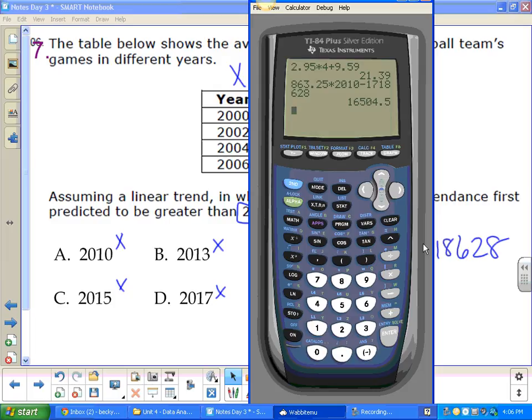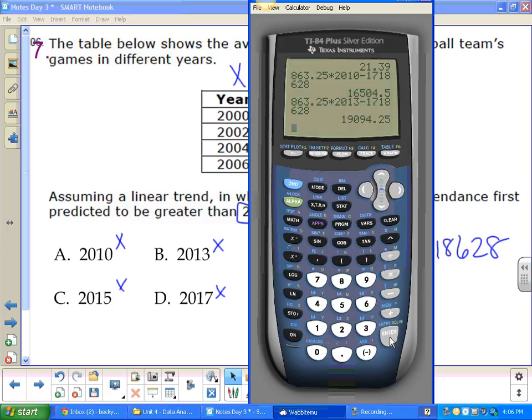So B is 2013. Now there's a nice little trick you can do to not have to retype this formula in. If you look at your enter button, above it in blue, it says entry. So if I go second entry, it pulls up the last thing I typed in, and I can go under this 2010 and change that to a 3 and hit enter. So now I've got 19,094 people. I still haven't hit 20,000 yet. So let's see if it happens on 2015.